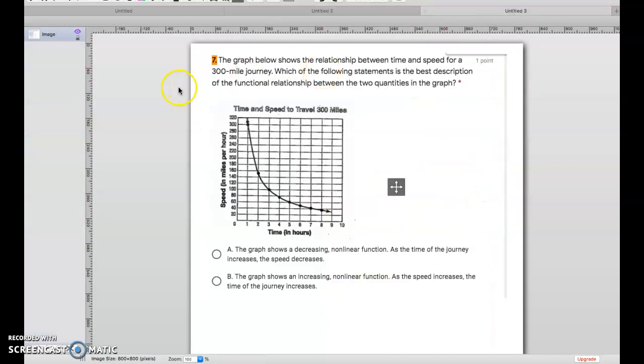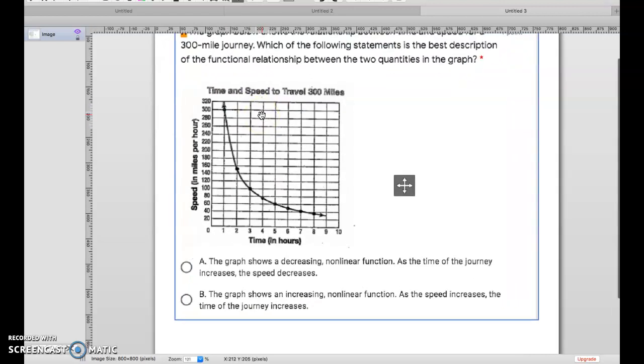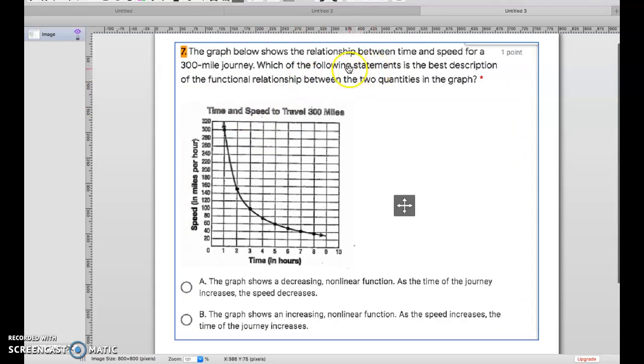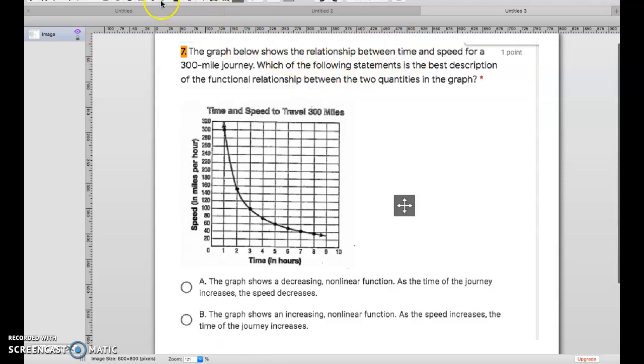Problem 7. A lot of people miss this one, so I'm basically just kind of giving you the answer. It's been a while since we've looked at this kind of thing. The graph below shows the relationship between time and speed. You've got to remember to read the labels of the axes. So here's speed, that's our y value. Time is our x value. For a 300-mile journey, which of the following statements is the best description of the functional relationship between the two quantities in the graph? You've got to read this graph from left to right.